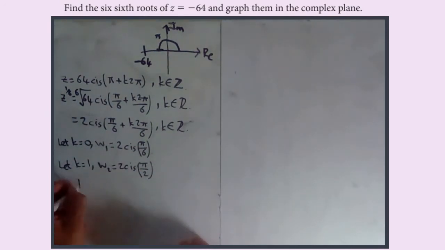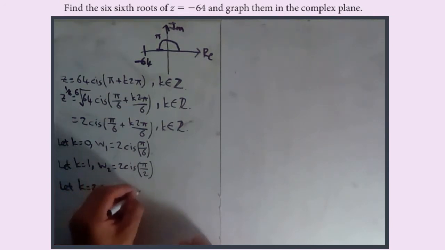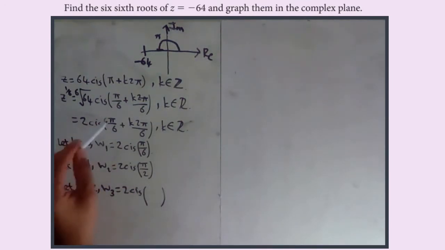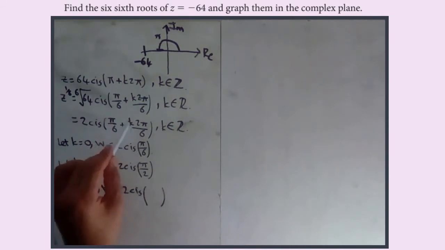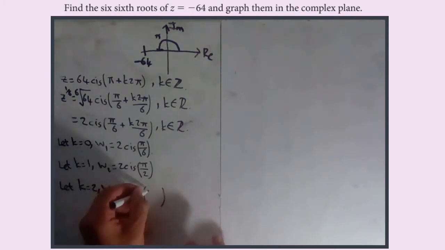Let k equal 2, so that would mean the third root, W3, would be 2 cis pi by 6 plus 2 times 2 pi by 6, so that's 4 pi by 6 plus 1 pi by 6, that's 5 pi by 6.